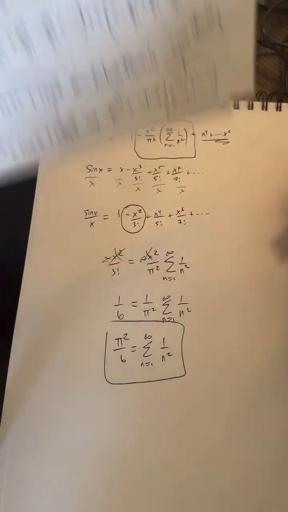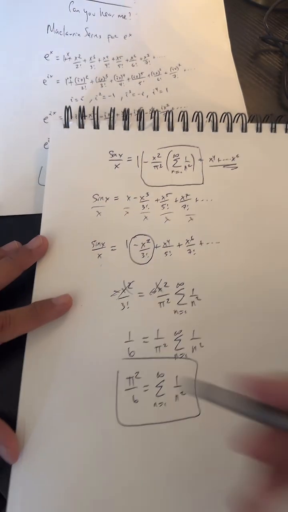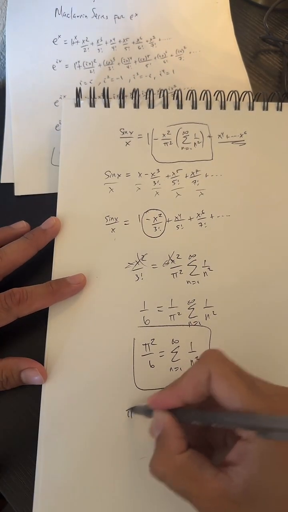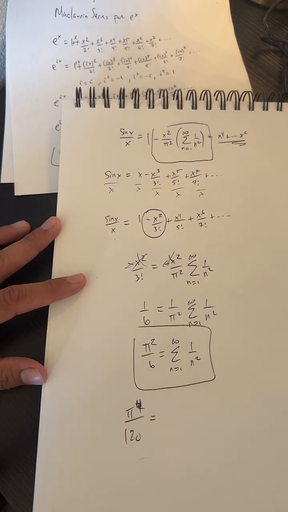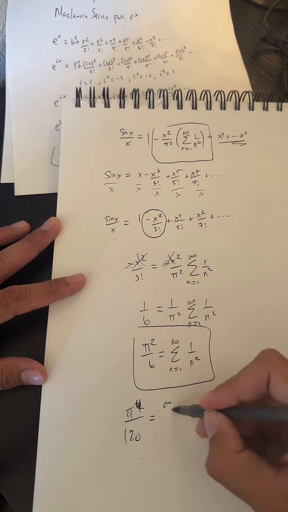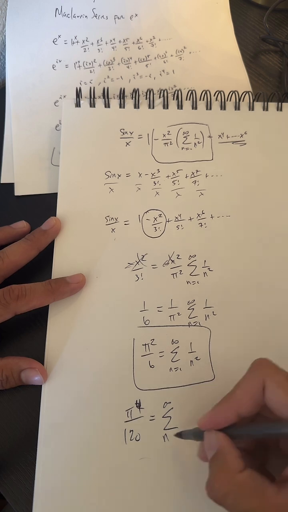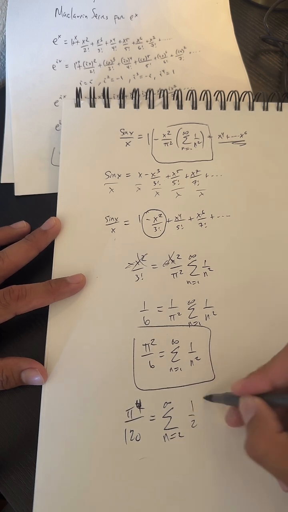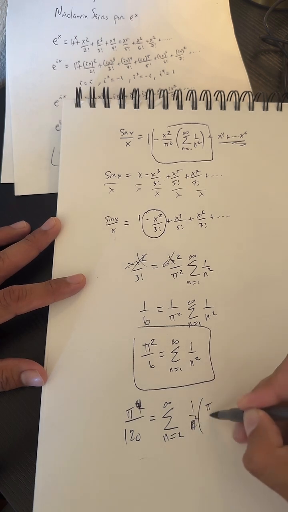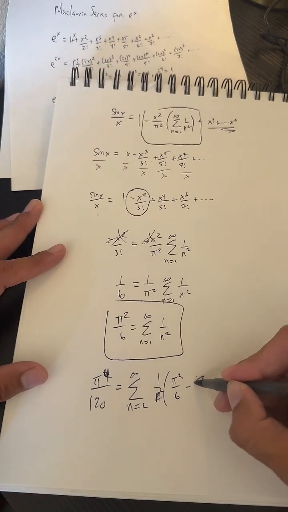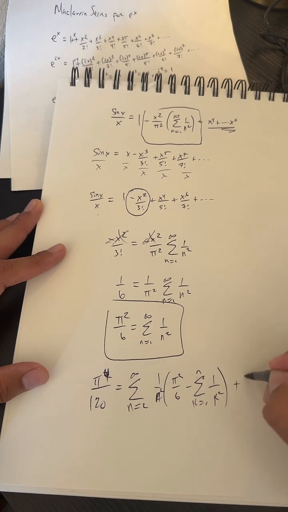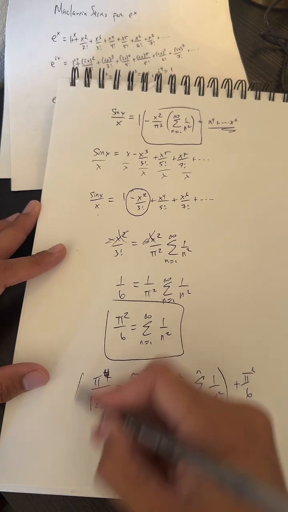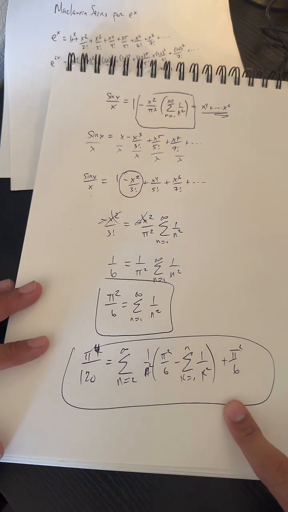And I've been playing around with this summation here, and I don't know if this is correct, but I've been getting something like pi to the 4th over 120 is equal to, and I'll write this down, summation from n is equal to 2 of 1 over n squared, pi squared over 6 minus summation of k is equal to 1 to n of 1 over k squared. And then I think it was like plus pi squared over 6 or something like that. I think that these are equal to each other. I haven't been able to prove that though.